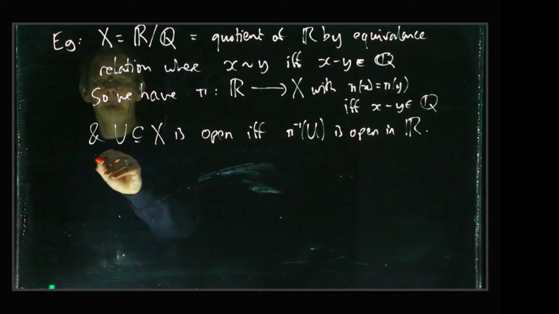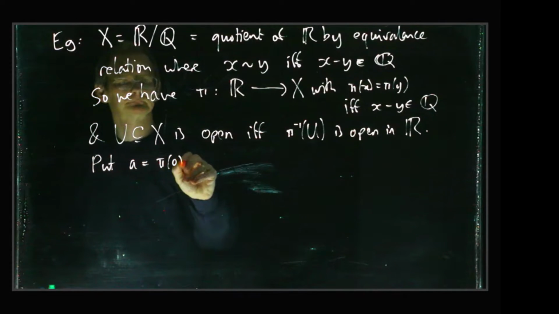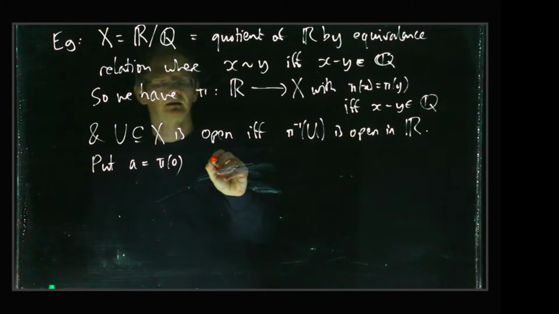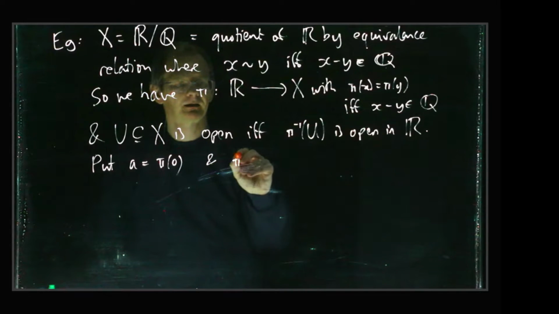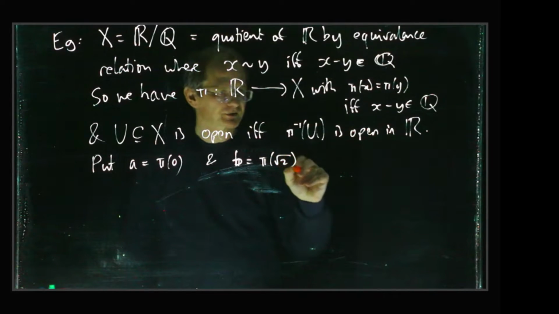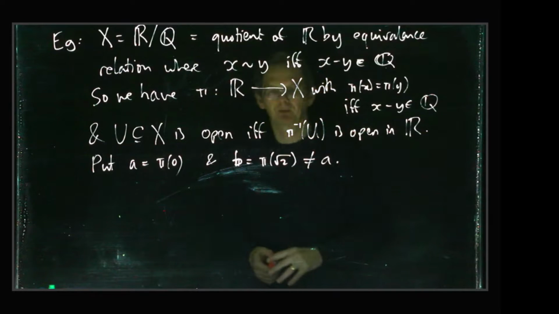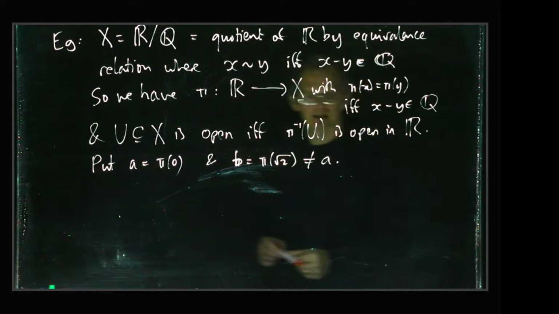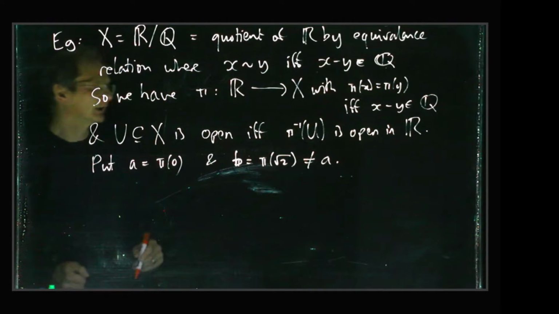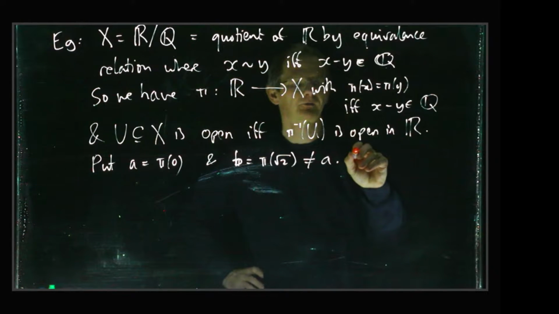Okay. So let's put A as pi of 0, and B is pi of root 2. So root 2 is irrational, so that means that pi A is not equal to pi B, and so these are different. I want to claim there's no Hausdorff separation.